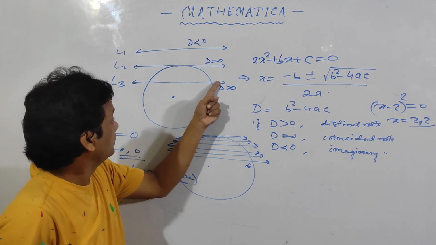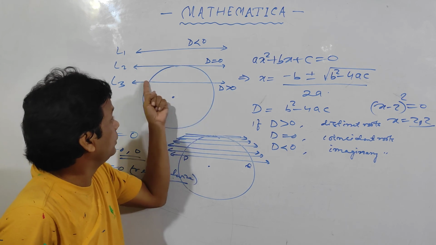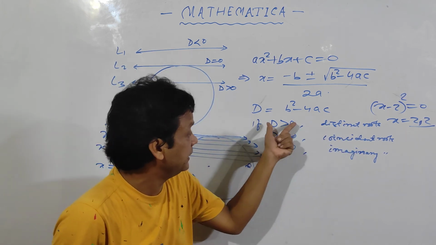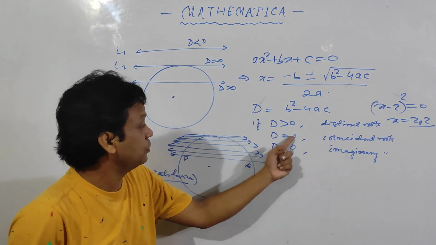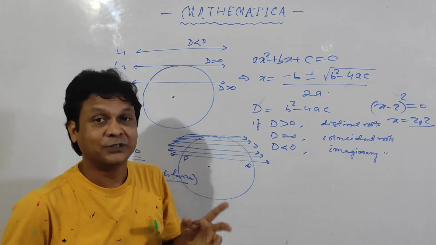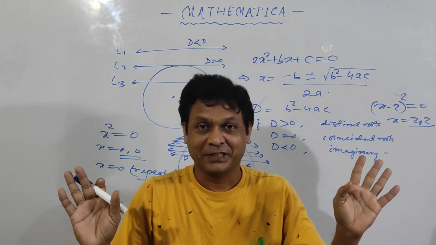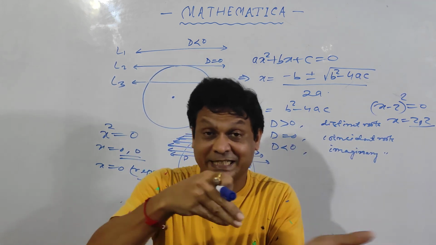And here, the line intersects the circle at two real and different points, at distinct points. This is the first case, D greater than 0, this is the case D equal to 0, and this is the case D less than 0. Is that clear to you? So this is mathematics. So you have to go inside it.